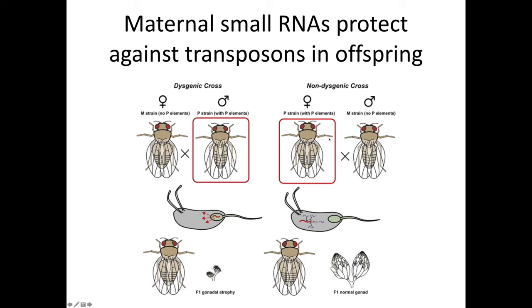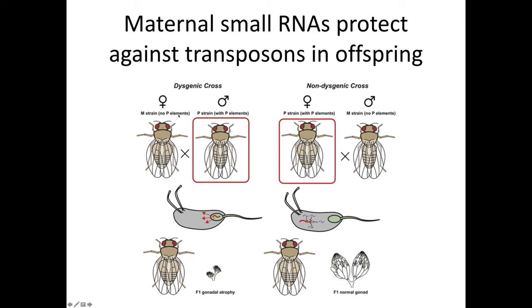When mothers transmit this immune response to the next generation, they maintain the silencing state of the P transposon, and the daughters will have normal gonads.